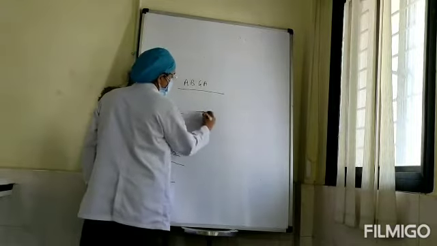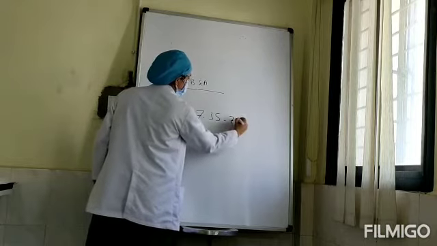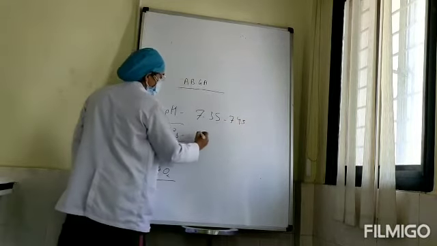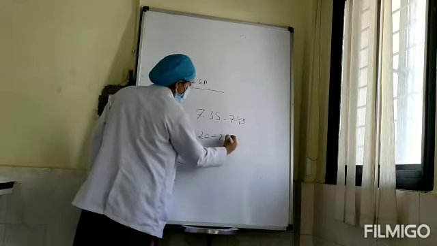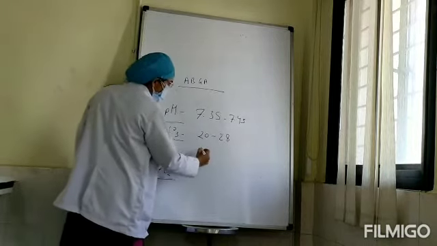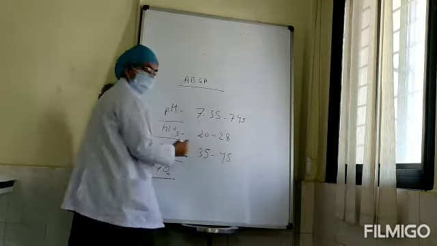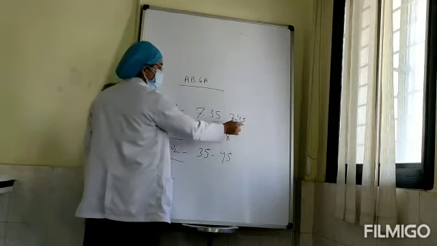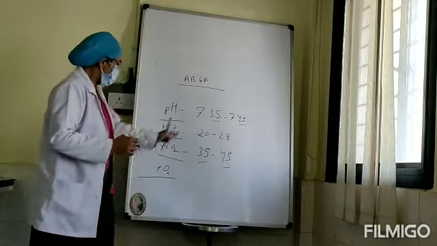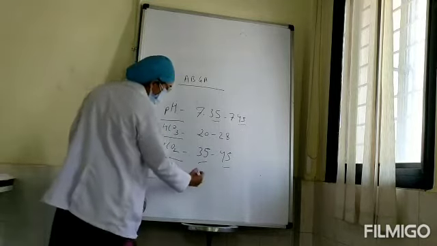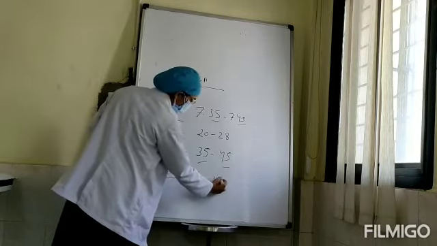Okay, so we'll see the normal values of ABGA. pH is very easy to remember. Normal pH is 7.35 to 7.45. Bicarbonate, normal value is 20 to 28 milliequivalent. Then PCO2 value is 35 to 45. Easy to remember: pH is 7.35 to 7.45, CO2 is 35 to 45. And then PO2. Normal value of PO2 is 80 to 100.